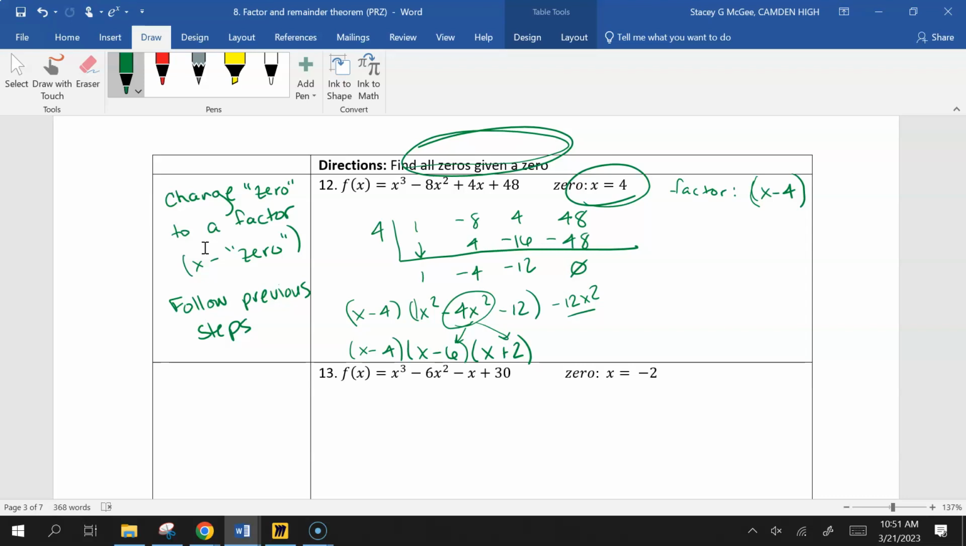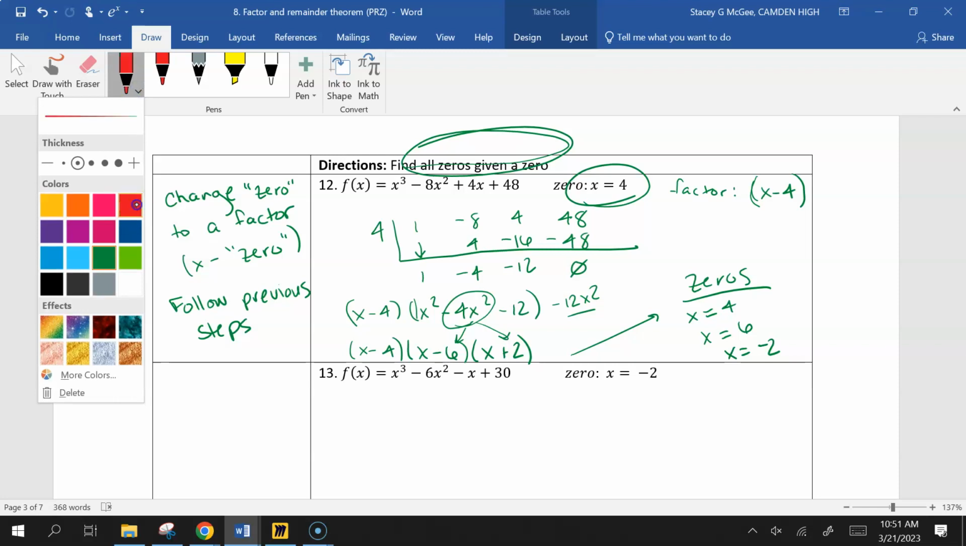What happens? Well, let's finish this and then I'll talk about what happens. So my zeros are x equals 4, x equals 6, and x equals what? There you go, negative 2. You see, a lot of this is just everything all put together. It's not really a whole lot of new stuff.